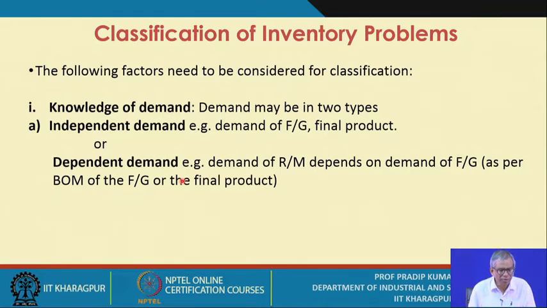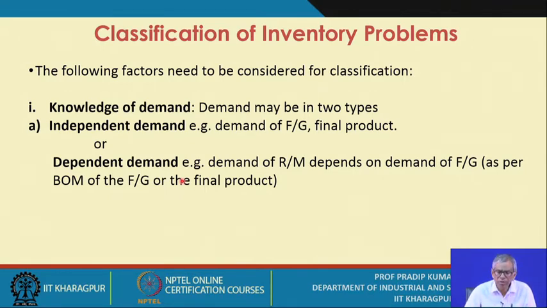So all the factors we need to briefly describe at this stage. Please note down all the important points. The following factors need to be considered for classification. The first factor is the knowledge of demand, demand for the item. You must have this knowledge. This is the starting point, because you are creating an inventory system essentially to meet the demand.